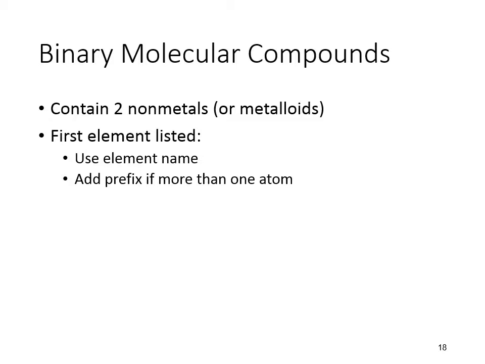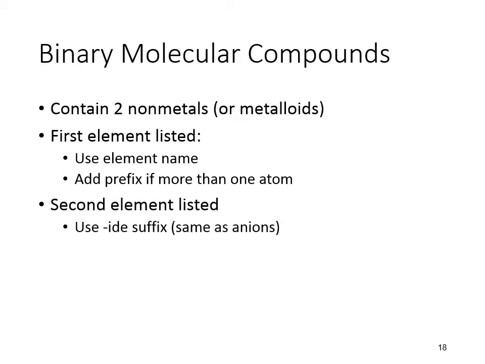Right. So the second element in the molecular compound, even though it's not technically an anion, we're going to name it like it is. We're going to use the IDE suffix for the name of the second element. And for the second element, we're always going to use a prefix. For the first element, we usually only use the prefix if there's more than 1 atom. But for the second element, I prefer to always use the prefix even if there's only 1 atom of that element. So this is pretty straightforward. You just learn the names of the elements and learn the prefixes. Let's look at a few examples.